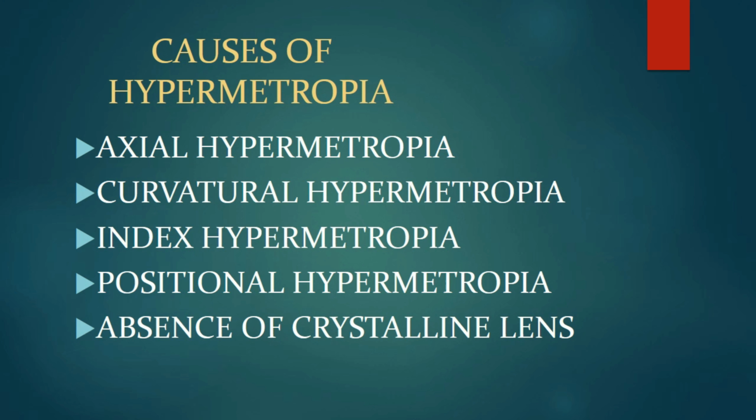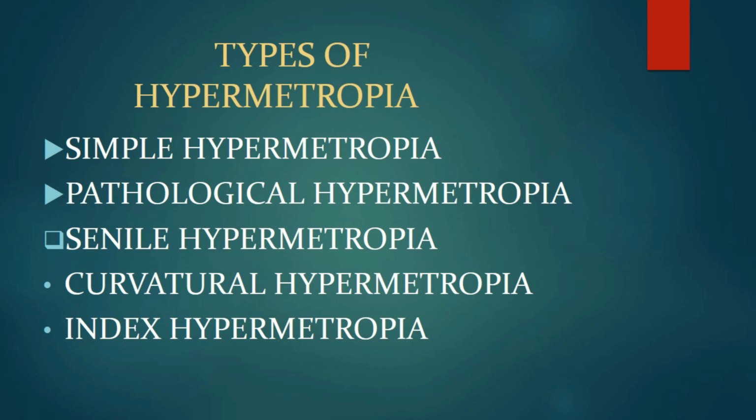Now I will explain the types of hypermetropia. There are three types: simple hypermetropia, pathological hypermetropia, and functional hypermetropia. Now I will discuss them in detail. Simple hypermetropia is the commonest form. It results from normal biological variations in the development of the eyeball. It includes axial and curvature hypermetropia. Simple hypermetropia may be hereditary.